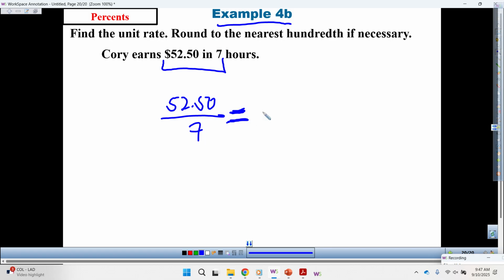Let's go. So, tell your neighbor, which one are you going to make a 1? Which one's going to be the 1 to make it the unit rate? The 7, yeah. So, he earns $52.50 in 7 hours. We want to find out how much they earn in 1 hour. Do the computation, please.